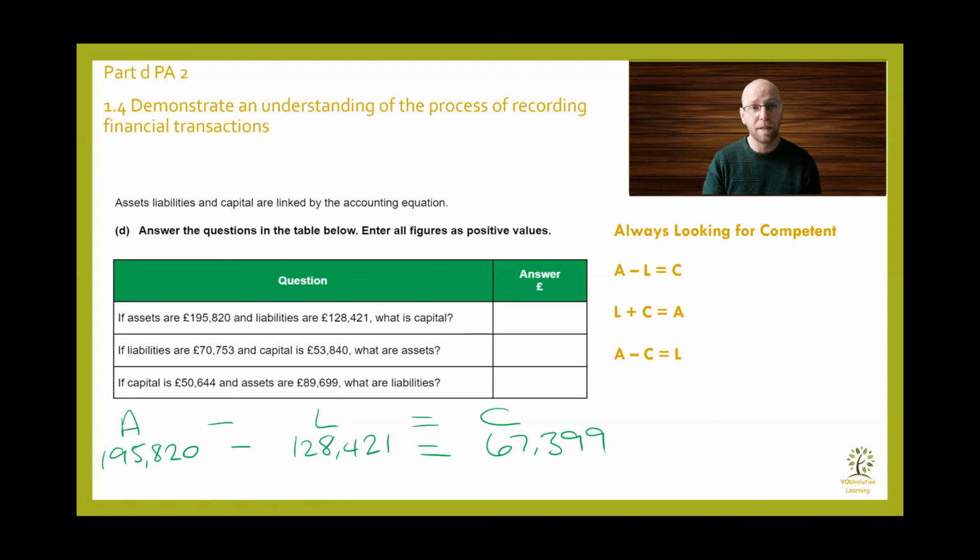As you can see, the assets are the biggest figure, 195,820, and then we take off the liabilities, and that gives us the capital. So we've got 67,399. So just rub that out.